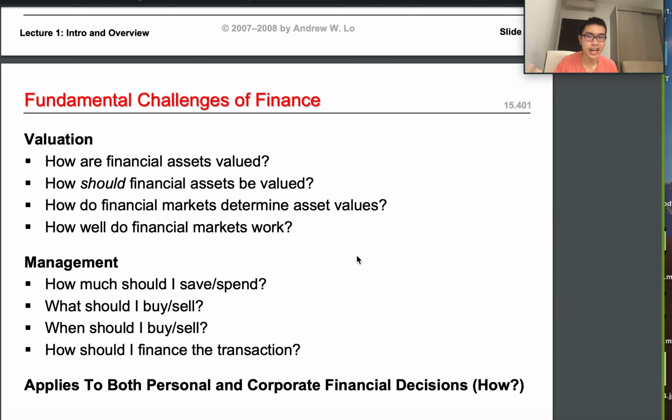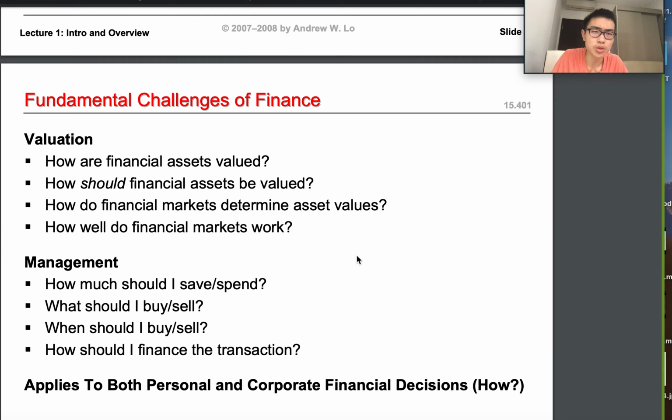Now we have to elaborate a little bit more and ask ourselves what these challenges are in detail. The first challenge is: how are financial assets valued? We don't know the price, right? We know they're valued and determined somehow by the market, but how do we price a certain financial asset? And how should financial assets be valued? How do you apply the tools? We know the tools, we know the formulas, we know the data, but how should they be valued?